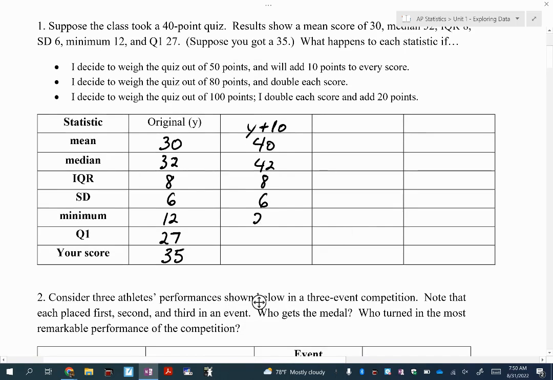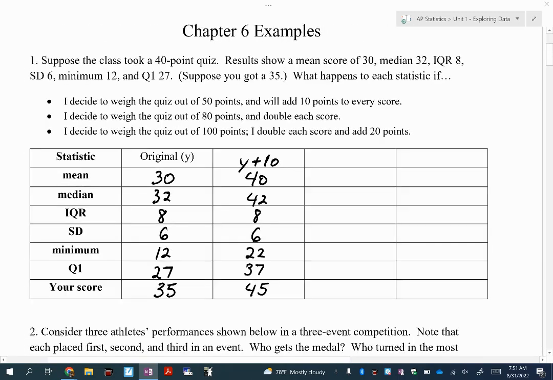The minimum will go up by 10. The first quartile will go up by 10, and our score will go up by 10. All right, so that's the first scenario. The second one is that they're going to go back to the original and weight it out of 80. All right, so taking all of our data values and doubling them.